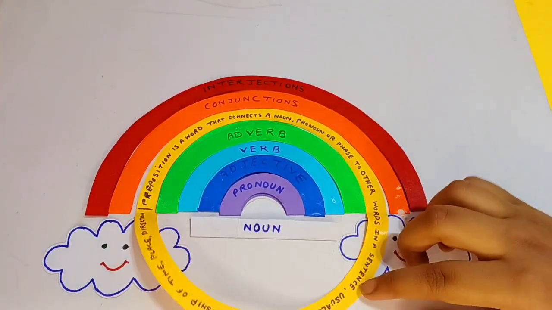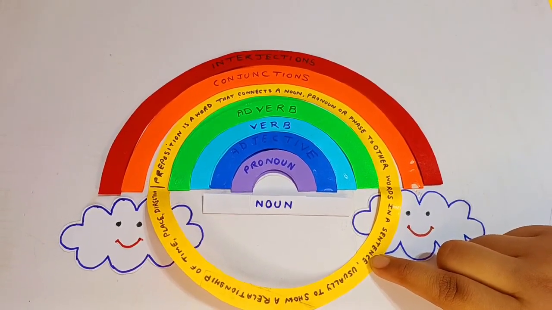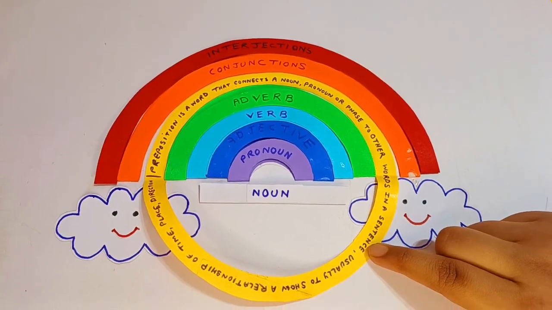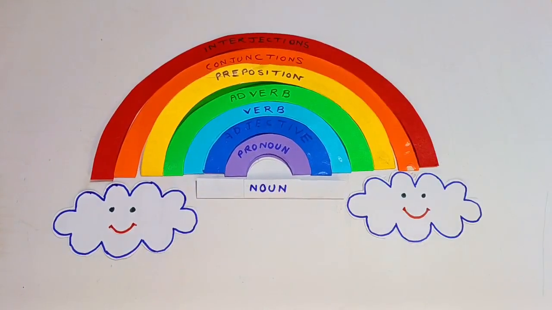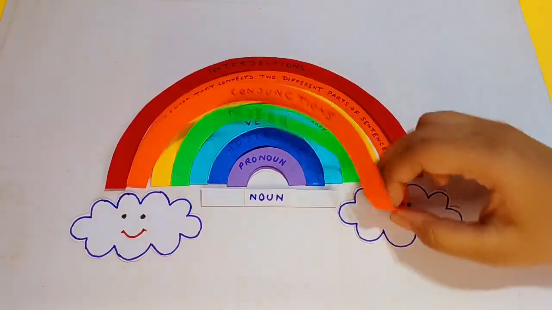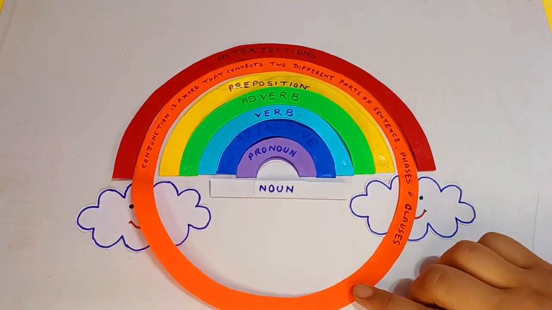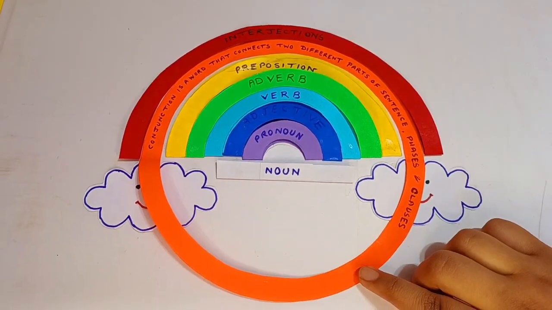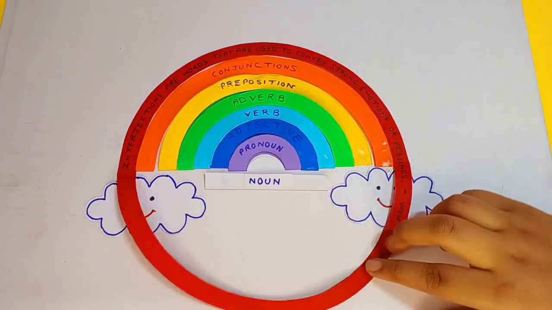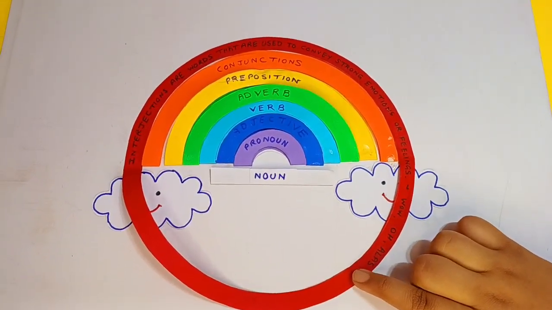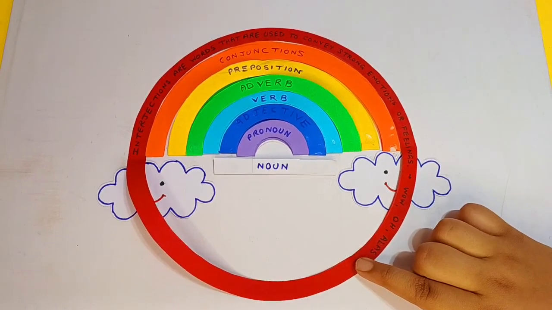Preposition. A preposition is a word that connects a noun, pronoun, or phrase to other words in a sentence, usually to show a relationship of time, place, or direction. Conjunctions. A conjunction is a word that connects two different parts of a sentence, phrases, and clauses. Interjections. Interjections are words that are used to convey strong emotions or feelings. Example: wow, oh, alas.